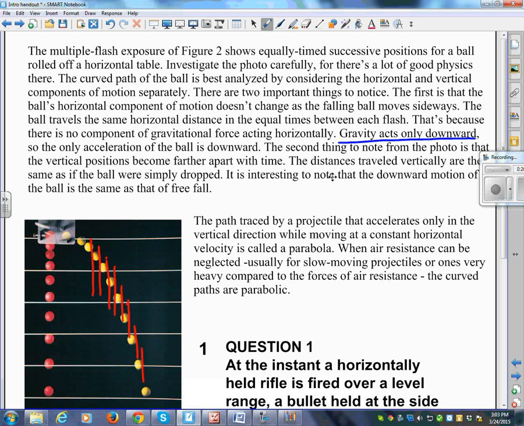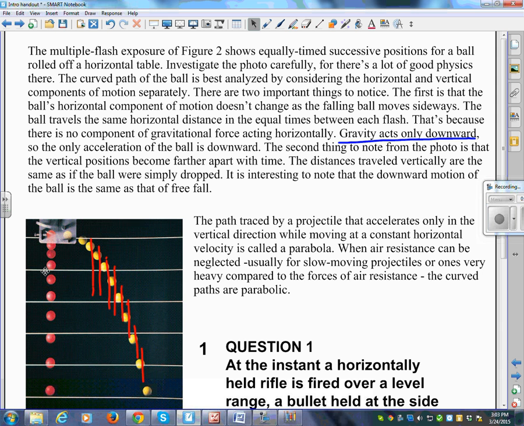The distances traveled vertically are the same as if the ball were simply dropped. I actually have a device that will show this. I'll bring it up next class. Look at that line right there. Oh, that was a mistake. Look at the white line right here.